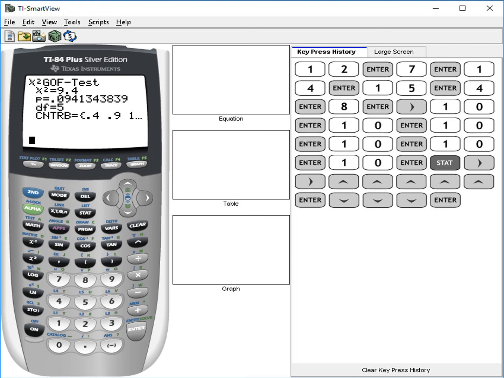And there's everything we need for a hypothesis test. We have our test statistic, which is 9.4. We have our p-value, which is 0.094. We'll look at our decision in the next slide, or slides.